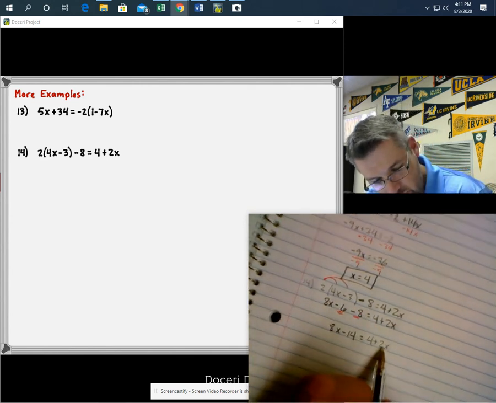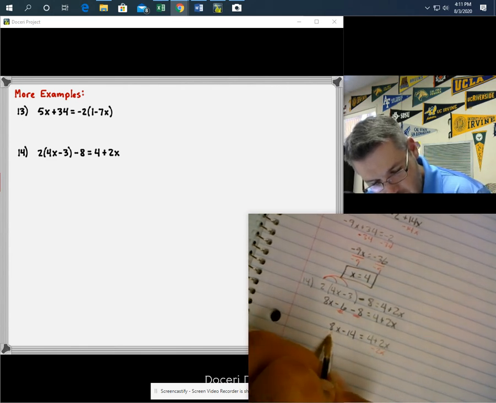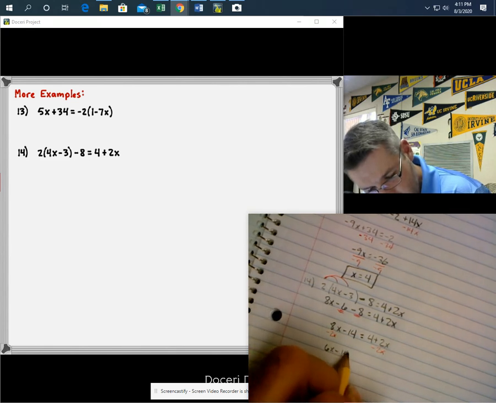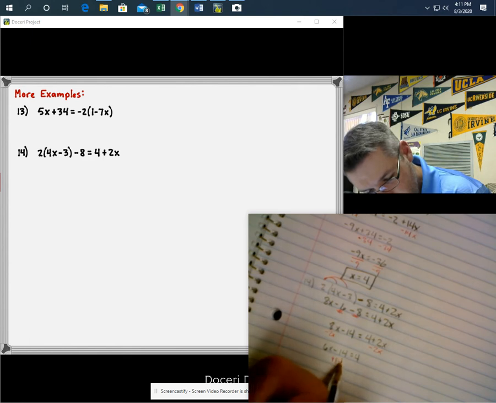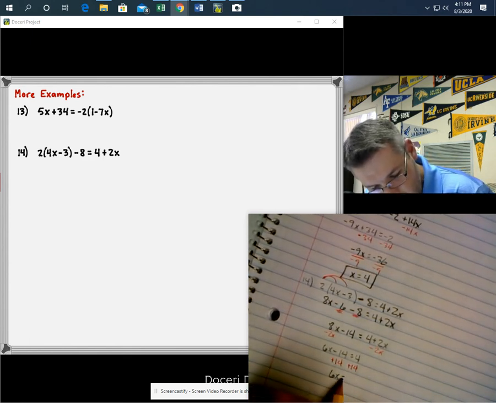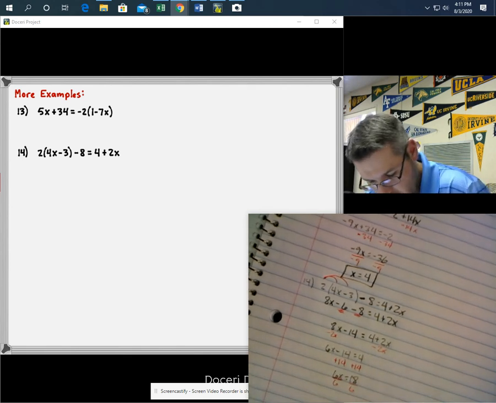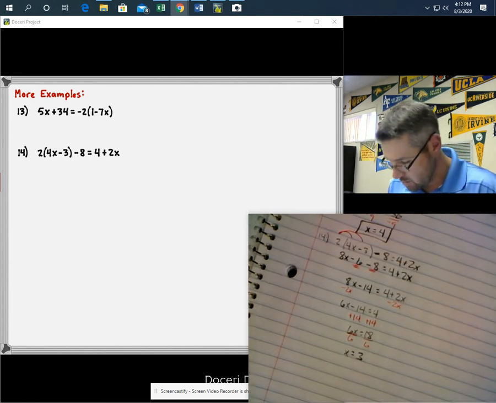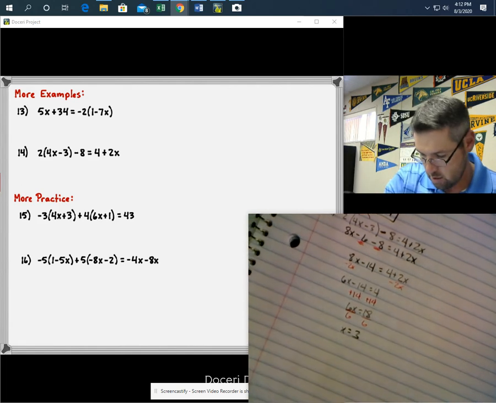All right, we're going to get all the x's on the left, so we're going to subtract 2x from both sides. And so we end up with 6x minus 14 equals 4. And then we'll add 14 to both sides. And we end up with 6x equals 18. Then we'll divide by 6. And we end up with x equals 3. All right, so that actually wraps up. Oh, there's more practice. I'm sorry, I lied.